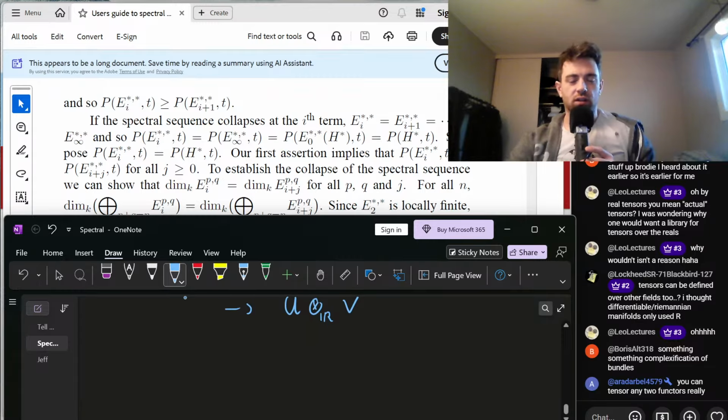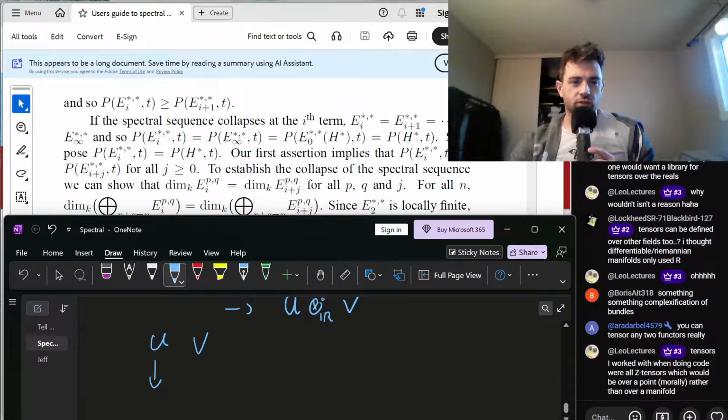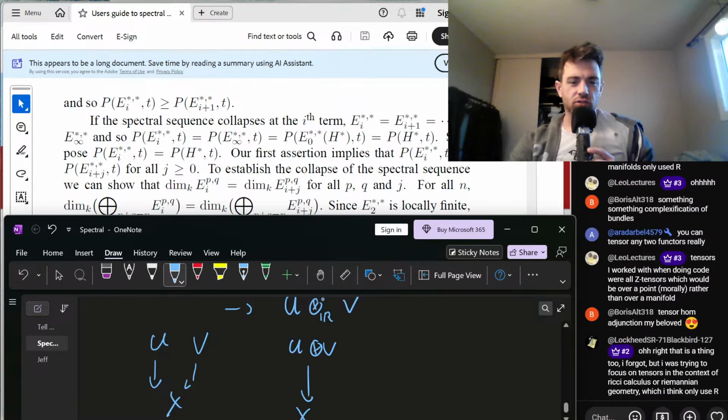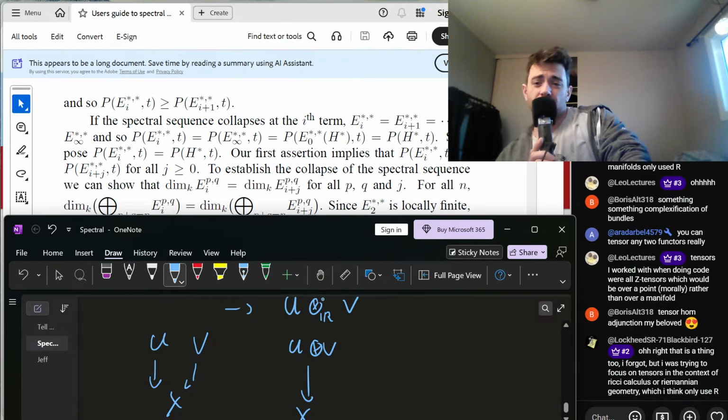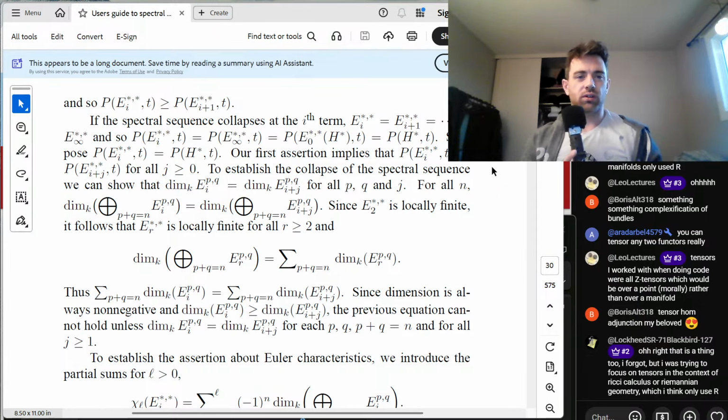And then finally, tensors that you use in physics or that you're thinking about, well, basically you need a vector bundle. You need two vector bundles, but then locally these things just look like vector spaces, and so you can tensor up. A rod, you can tensor any two functors? What are you talking about? Tensors you worked with doing code were all Z tensors, which would be over a point, morally. I suppose so. Although technically you should think of spec Z as a 3-manifold. You're trying to focus on tensors just in the context of Ricci calculus. Sure, yeah, in that case, you only need to worry about R.